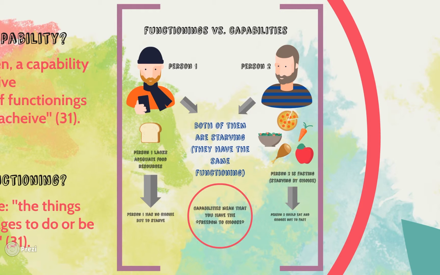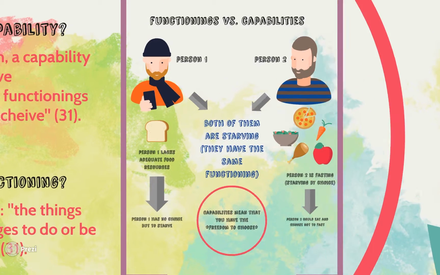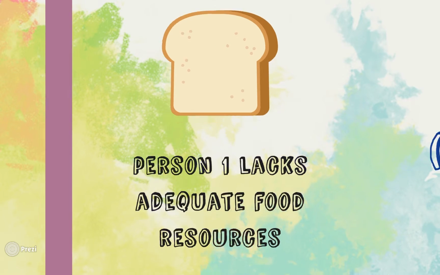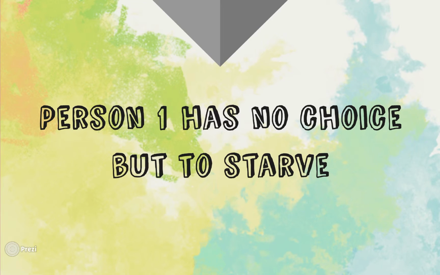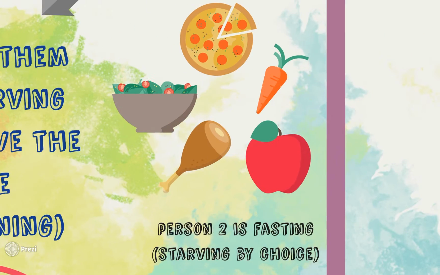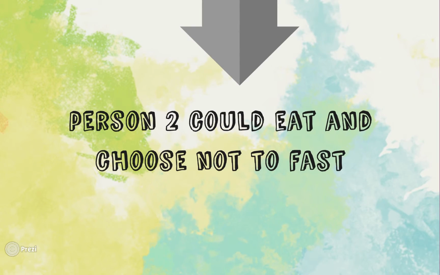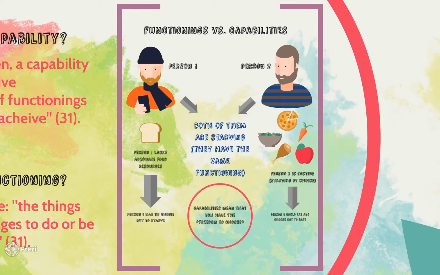In this scenario, person 1 and person 2 are both starving. They essentially have the same functioning. However, if we look at each individual situation, person 1 lacks adequate food resources. Person 1 has no choice but to starve. Person 2, on the other hand, has all of this food available to him, but he chooses to fast. They have the same functioning because they are both starving. However, person 2 could choose not to starve, while person 1 has no other choice.